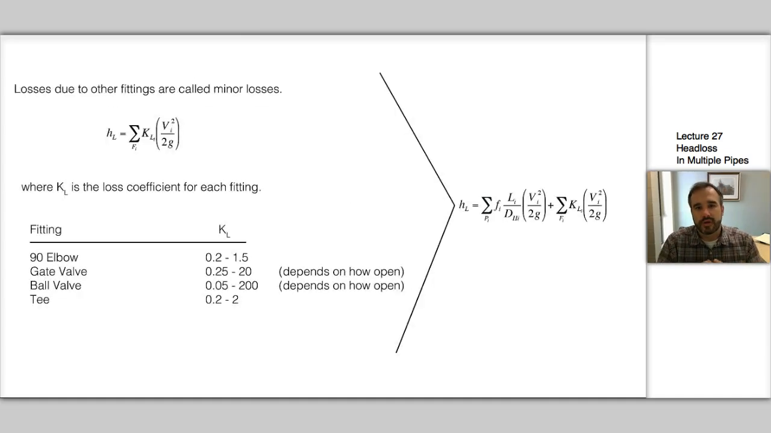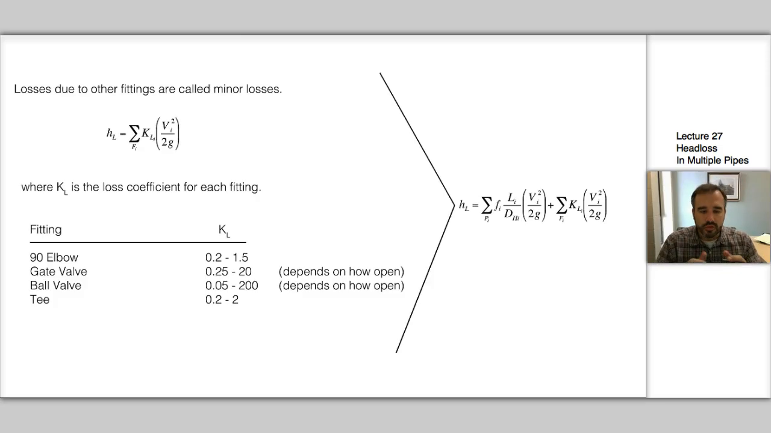The other types of losses that we have in a piping system are what we call minor losses, in contrast to the major losses. And the way we calculate those is simply that the head loss is equal to the summation over the number of fittings of a loss coefficient K sub L times the velocity squared over 2g through that fitting, where we often take the velocity through the fitting as the velocity of the incoming pipe.